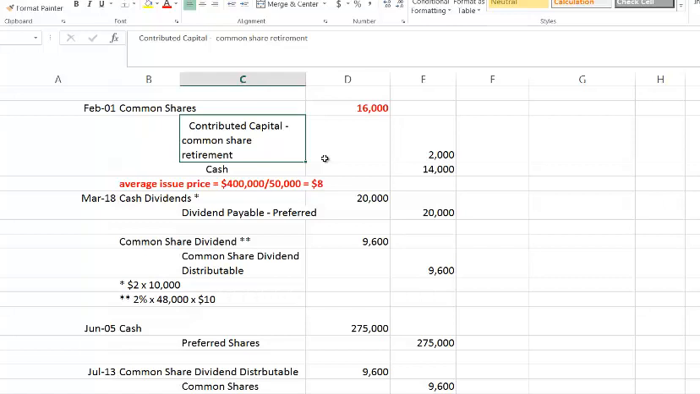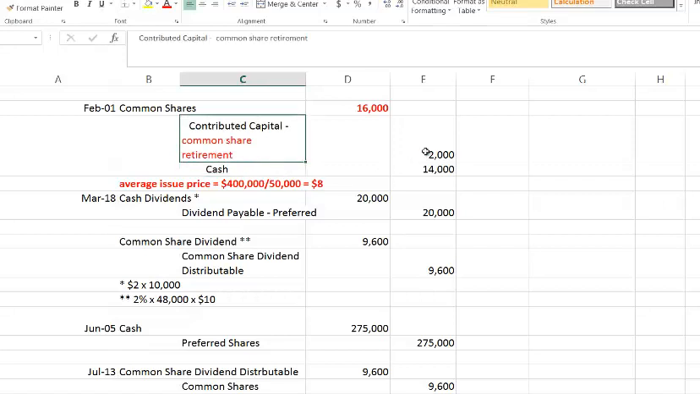However, we can't credit a gain account because gain is income and we're doing an equity transaction. So we credit an account called contributed capital on common share retirement. And remember, when we retire common shares and we need contributed capital or need to create it or increase it, we're going to credit contributed capital, and we have to specifically say that it is for common share retirement because it's common shares that we're retiring, right?